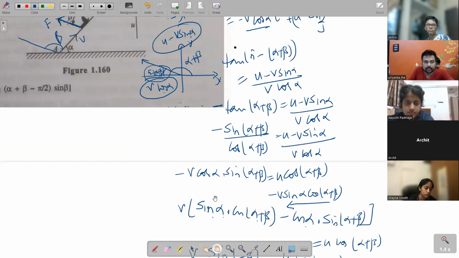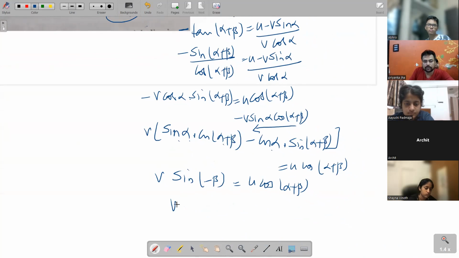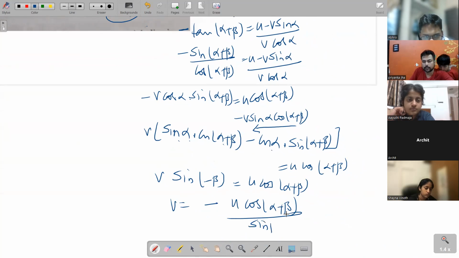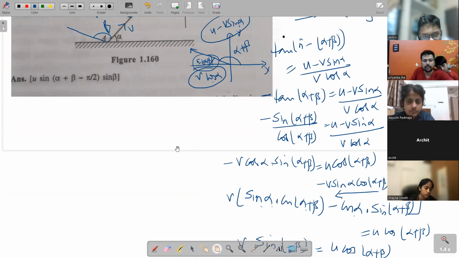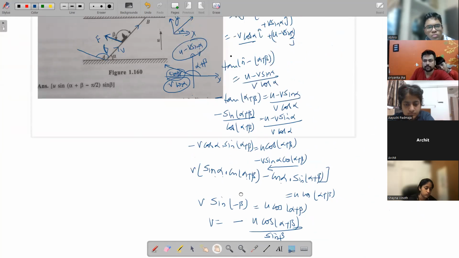What is the answer, in which form? See, this v is minus sin of minus theta, that is minus sin theta. So v equals u cos(alpha plus beta) upon sin beta. You got the same answer. The way is different. Note it down.